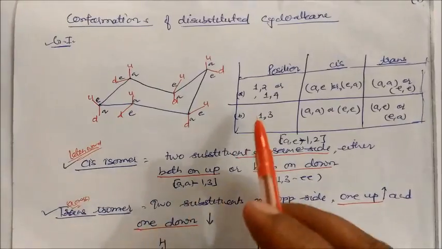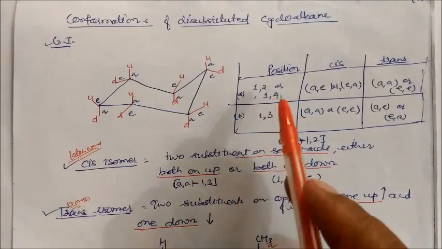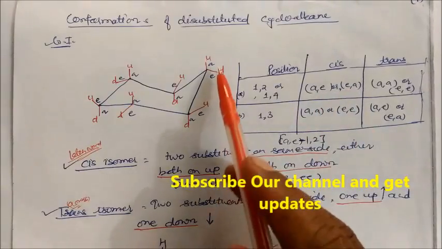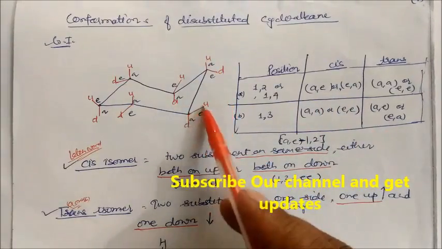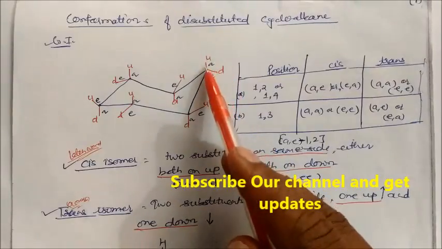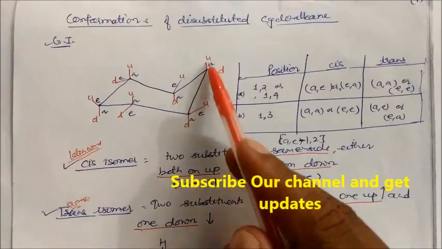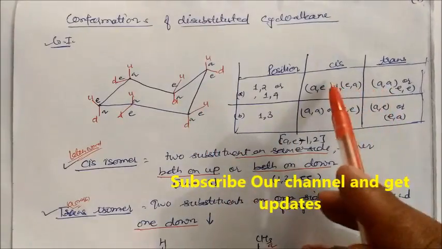So 1, 2 or 1, 4: if it is AE or EA, where A means axial and E means equatorial, this is called the cis. A and E is called the cis, not EE. If you take EE or AA, it is called the trans. You have to remember this thing.